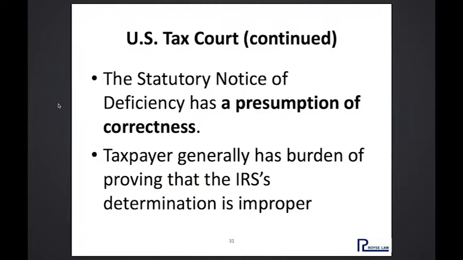Now, the burden of proof can shift to the IRS in limited situations. And also, the burden of proof rests with the IRS as to any new matter, increases in deficiency, affirmative defenses such as statute of limitations, and fraud, which has to be shown by clear and convincing evidence.